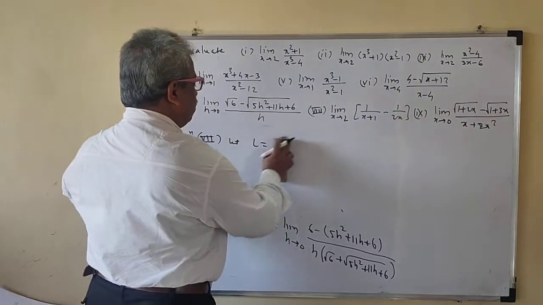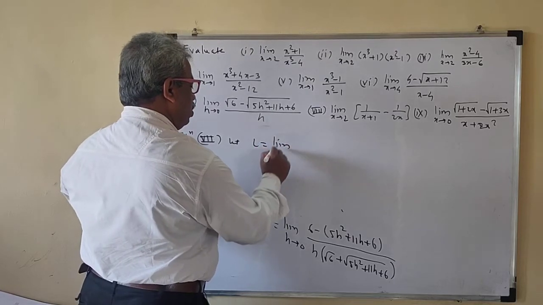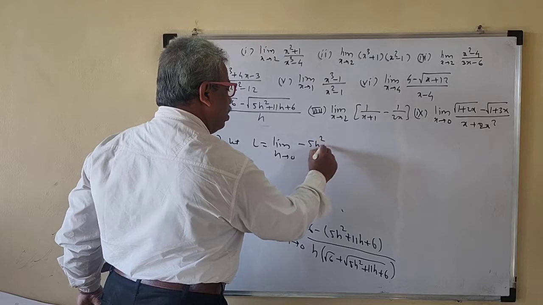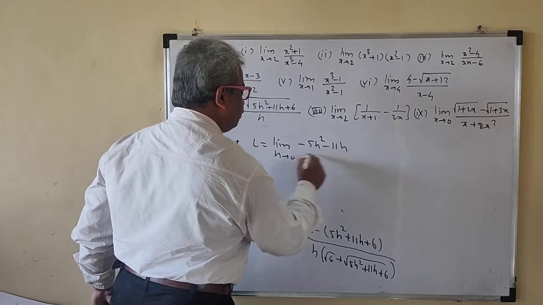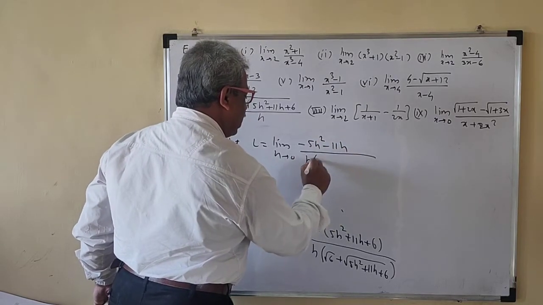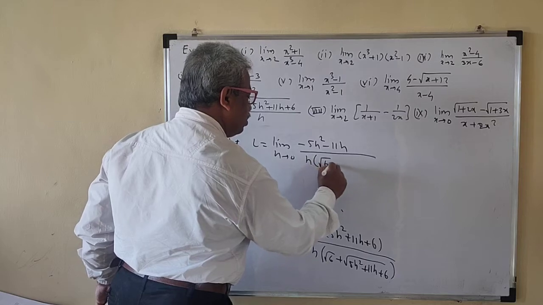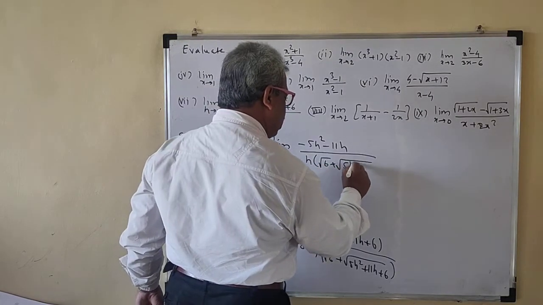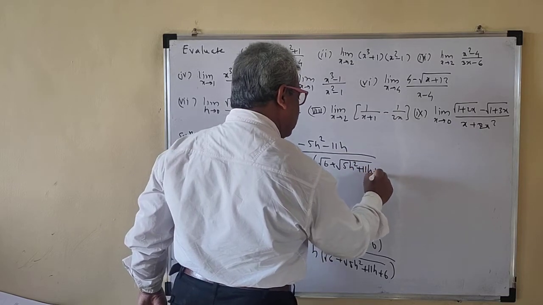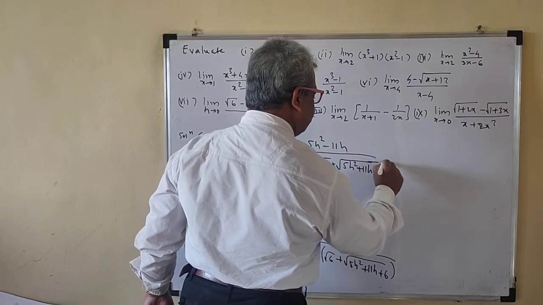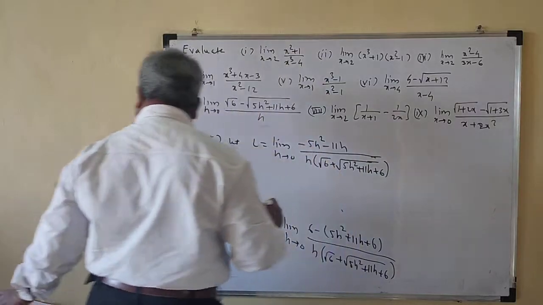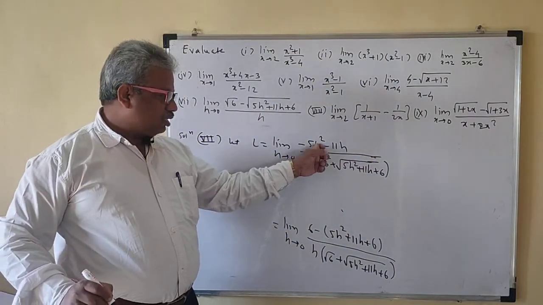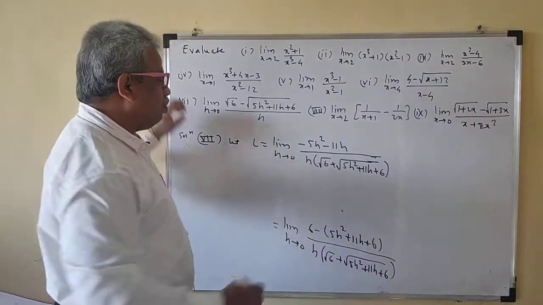Limit h tends to 0, minus 5h square minus 11h upon h into root of 6 plus root of 5h square plus 11h plus 6. Now see here, you can take h common. This term contains h, so you can remove the h now.